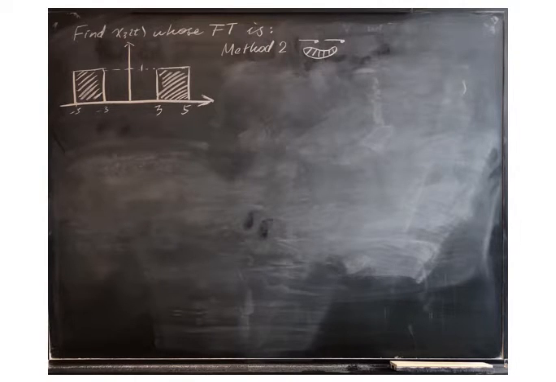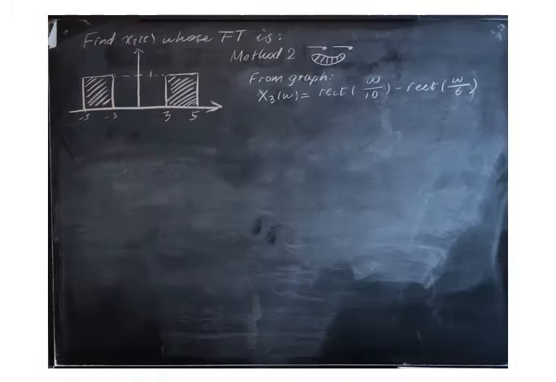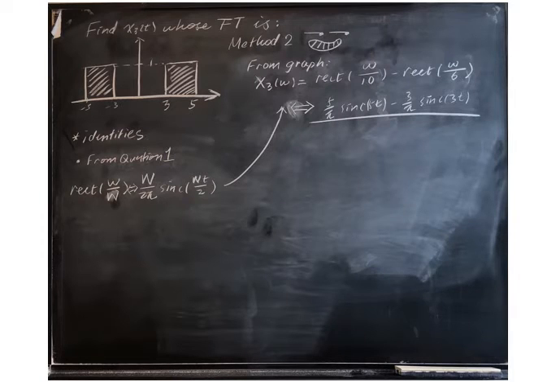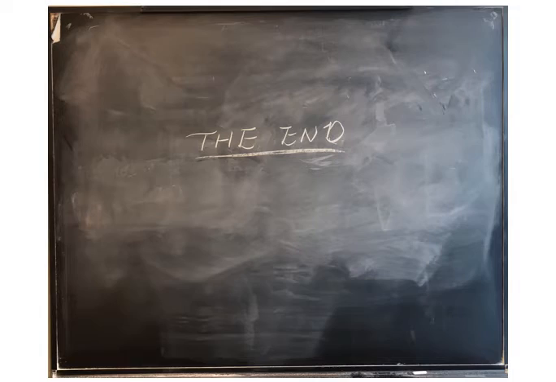The other method will be much easier since we're using the result from the first question. By observing the graph in the question, we can tell that the signal equals rect(ω/10) minus rect(ω/6). By applying the results from question 1, we can simply transfer the question into the final answer. The end.